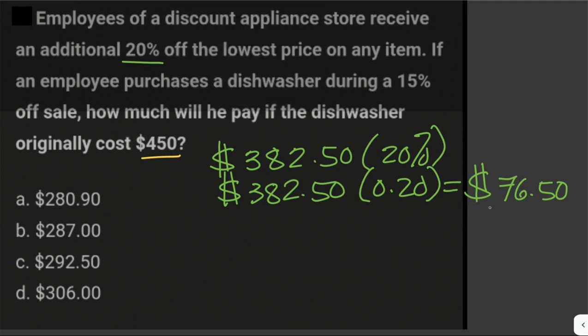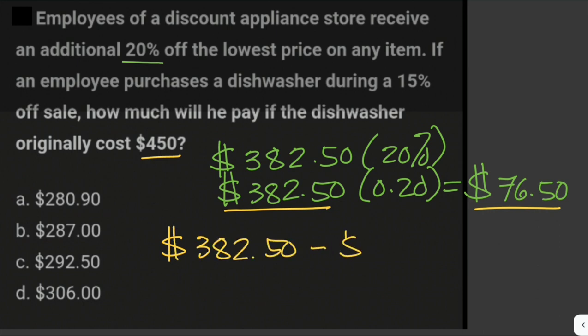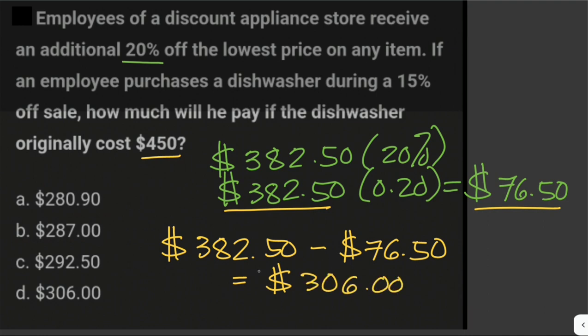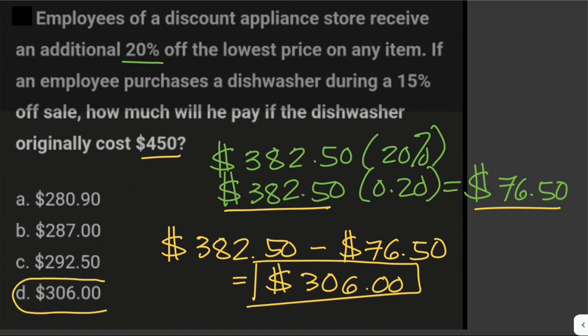And now we just have to subtract this from the lowest price, which is already discounted from 15%. So that would be $382.5 minus 76.5. That would give us $306. Therefore, the employee will pay $306 for the dishwasher. So this is the answer here, letter D.